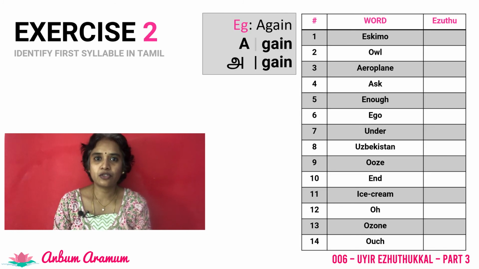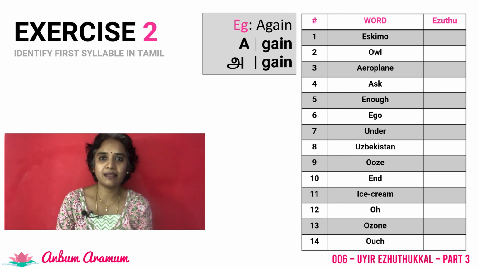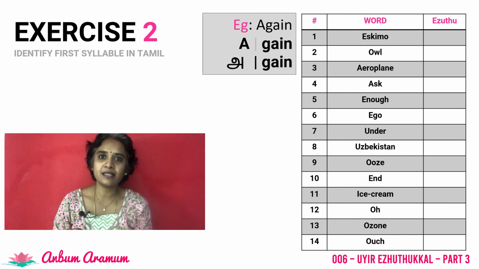And this is the exercise 2. Here I have listed some English words, and I would like you to separate this English word into syllables, and you take the first syllable and write the closest match of the same sound in the Tamil eduthu.